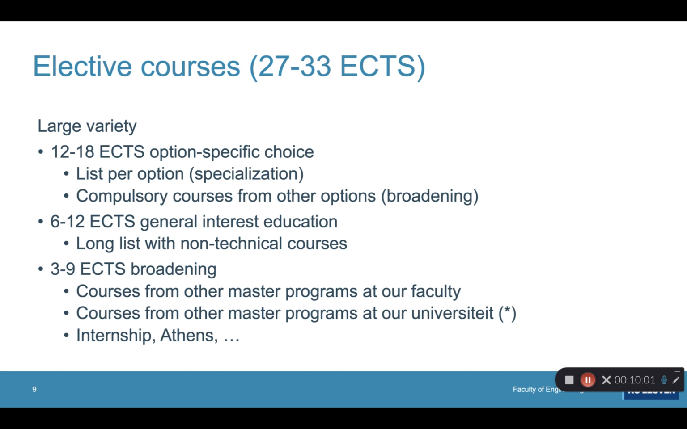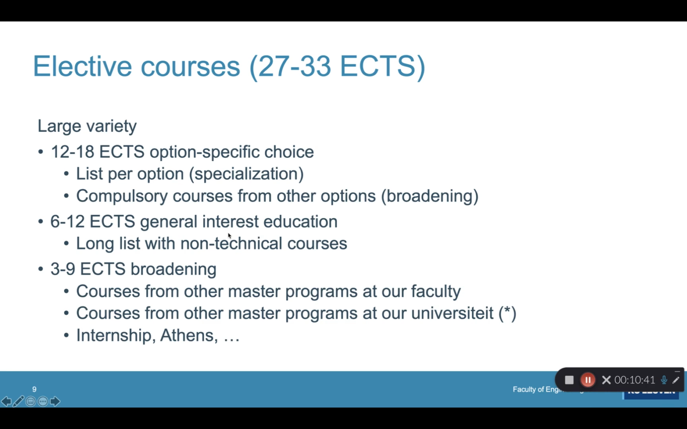We also leave a lot of space for elective courses, depending on the option you choose. Between 27 and 33 of the 120 credits is formed by elective courses. Between 12 and 18 points, again depending on the option, is elective courses from a list that is specific for each option, that allow you to specialize within the option, or you can also choose to take compulsory courses from one of the other 3 options, thereby broadening your knowledge a bit.